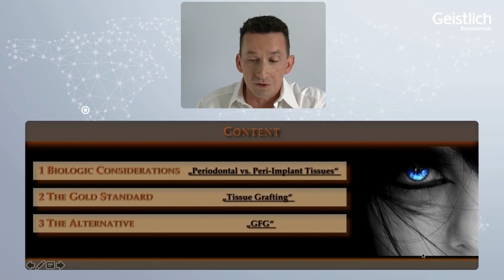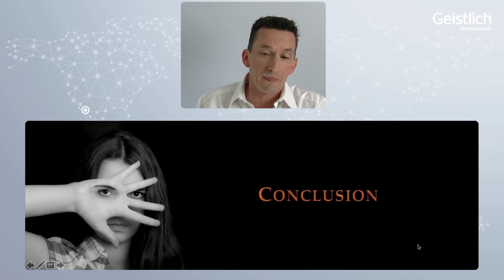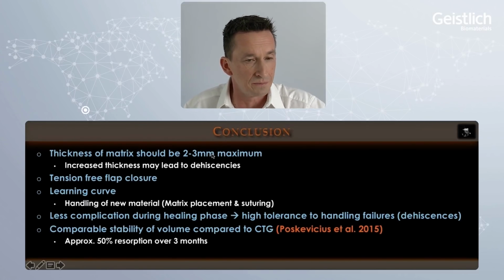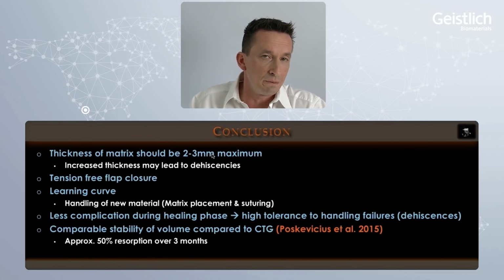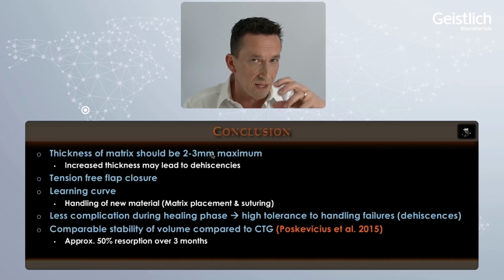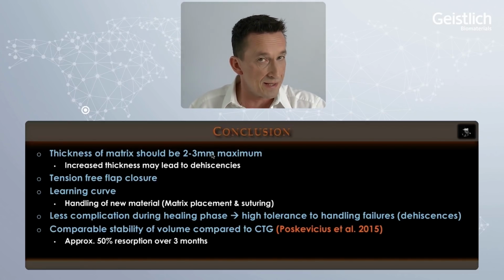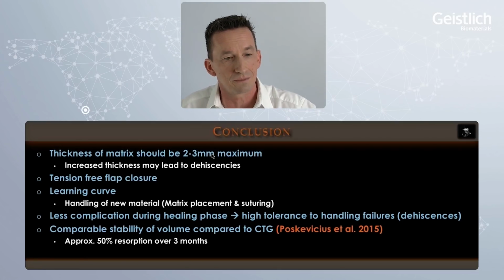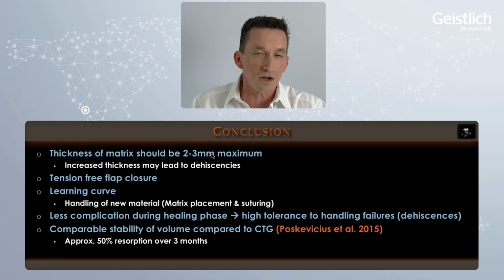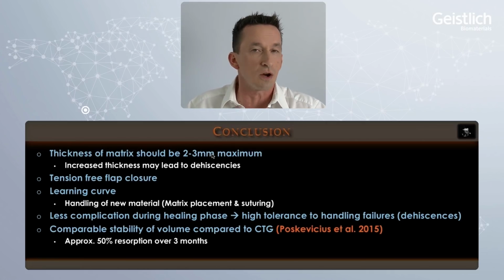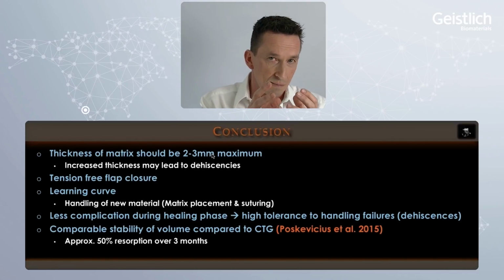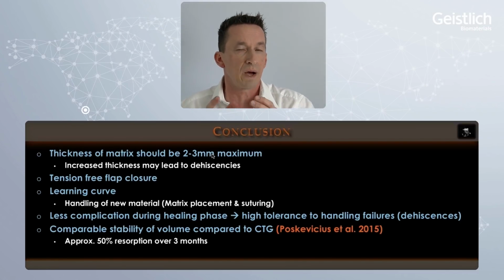I'd like to conclude. The thickness of the matrix should be 2 to 3 millimeter in maximum. The thicker you make the matrix and bring it in, it might end up with a dehiscency. So be careful not to bring in too much tissue. You should have a tension-free closure, and I tell you, it's all about suturing. You should know how to do a split thickness flap and how to do micro sutures.